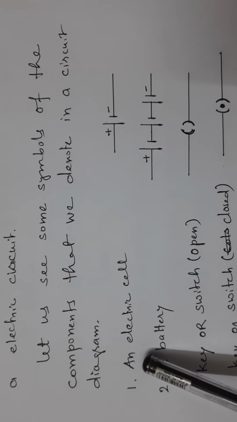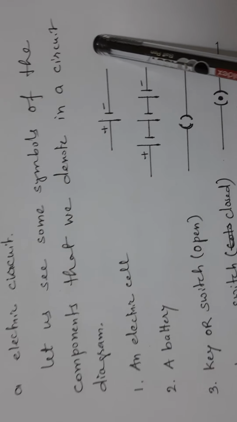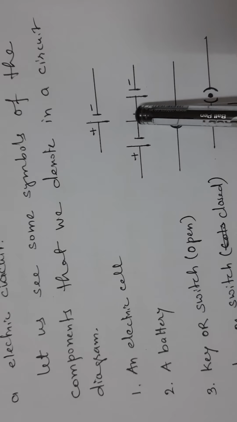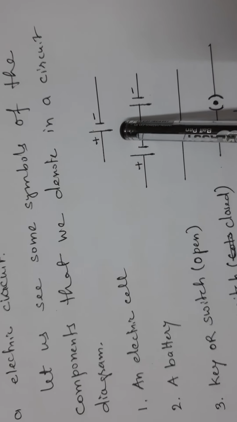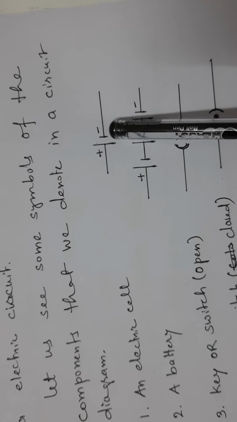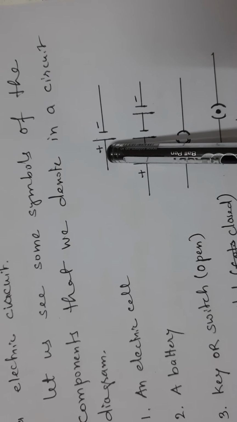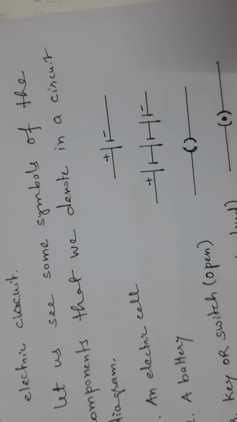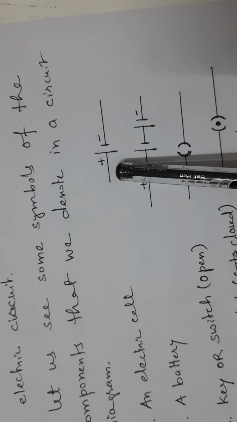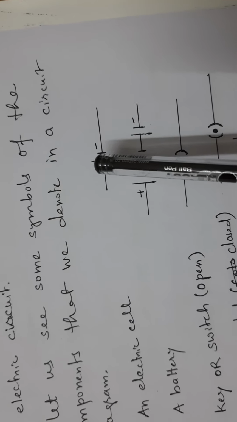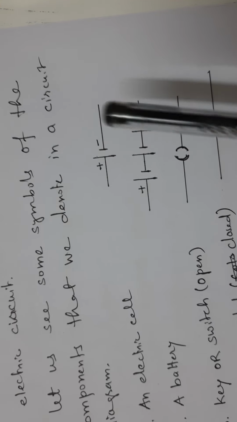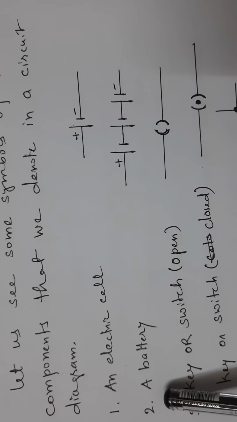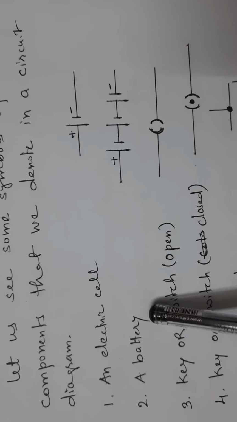Now this first one, the diagram is this, we call it a cell. As I mentioned here, one is a bigger line, the other is a shorter line. That bigger line indicates the positive terminal, the smaller line indicates the negative terminal. In other words, as I just said about potential difference, the positive terminal is higher potential, the negative terminal is lower potential. When more than one cell is connected in series, then it is known as a battery.